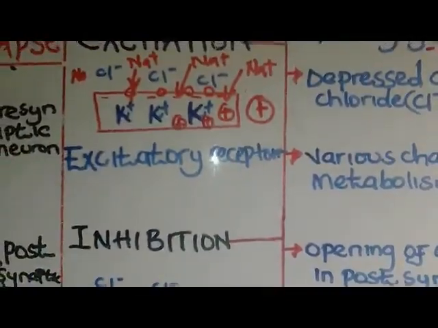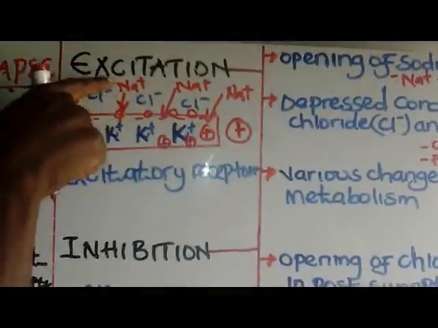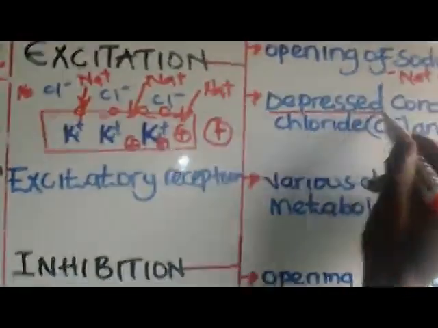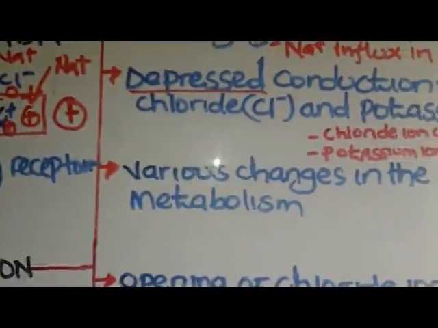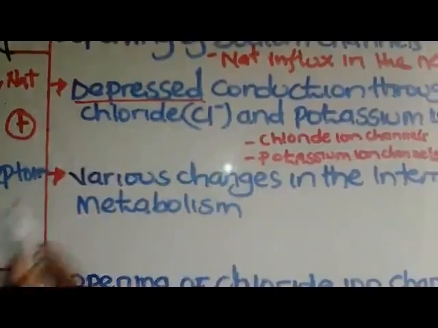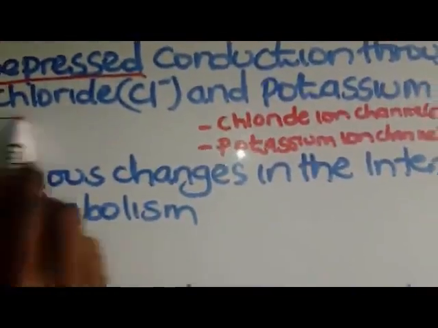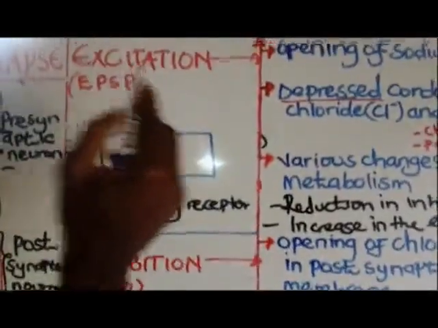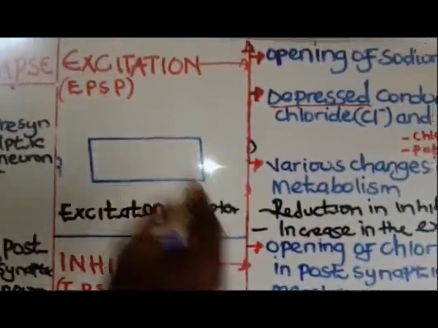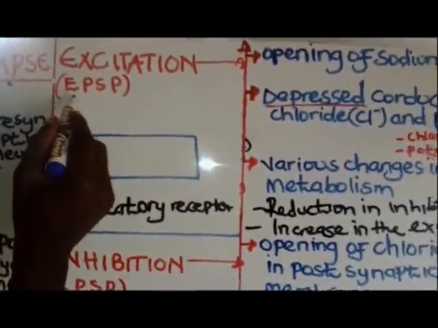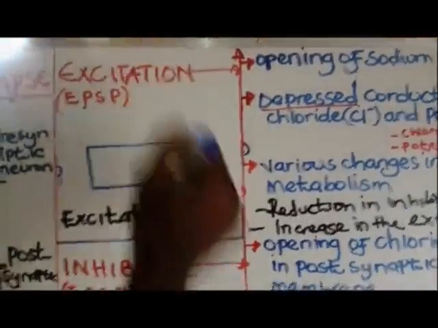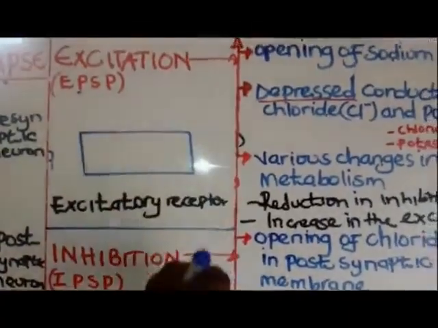The overall potential inside is going to become more positive. Now, at the same time as the sodium ions are entering in, we are looking at the way how we can generate excitation. We see that there is depressed conduction or conductance. And what causes this one? We see it in two ways. One, we see that if excitation takes place, we are saying there is generation of what we call excitatory postsynaptic potential, which is going to help our action potential to continue moving downwards.